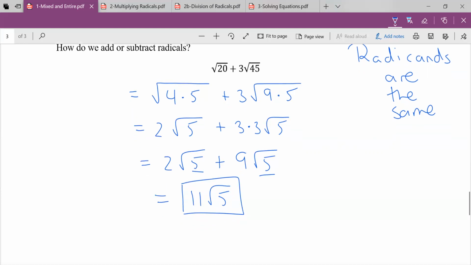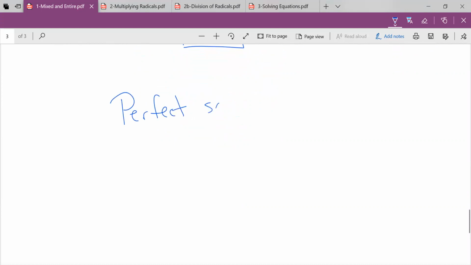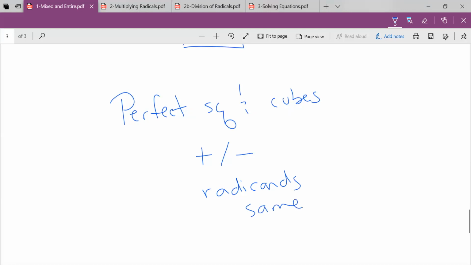That's it, friends. That's as easy as this is. Subtraction is the same. So what you should really have memorized here, friends, is you should know your perfect squares and cubes. You should practice simplifying these things mentally without using a calculator. It'll save you time. And then to add or subtract anything, the radicands must be the same. That's it. See you next time.